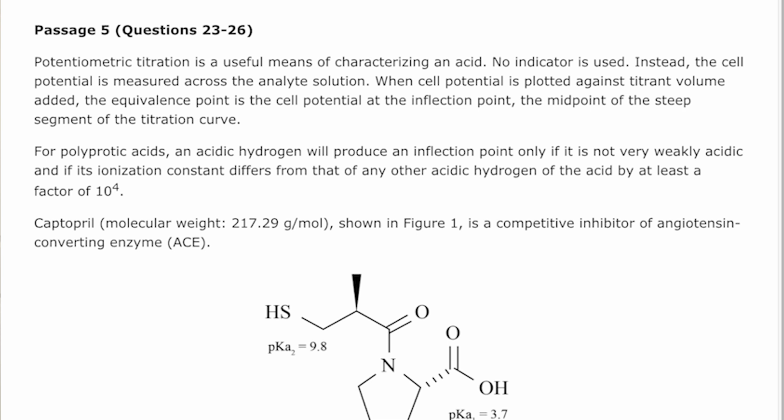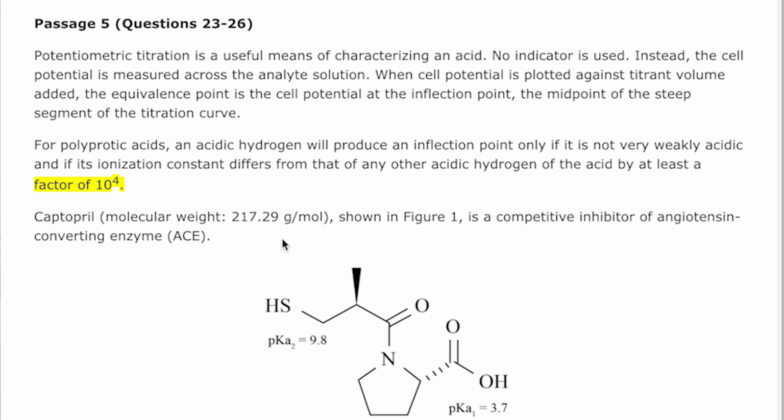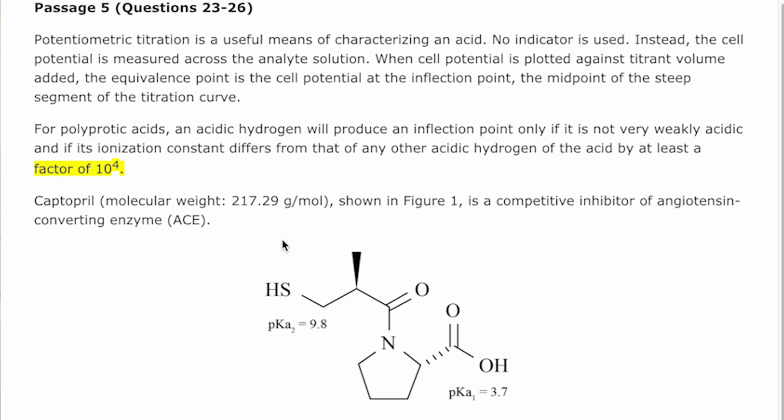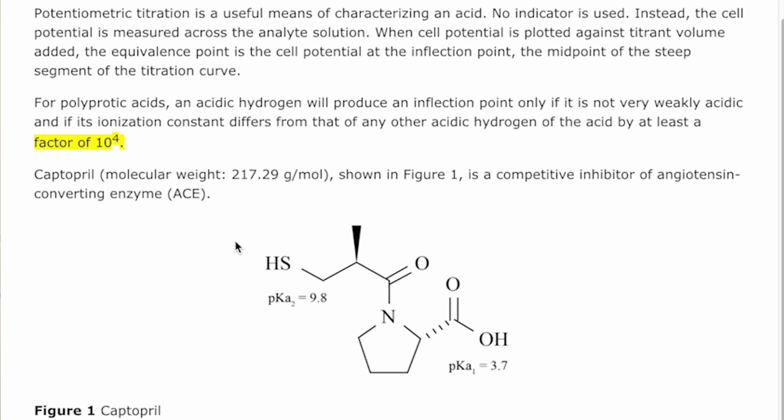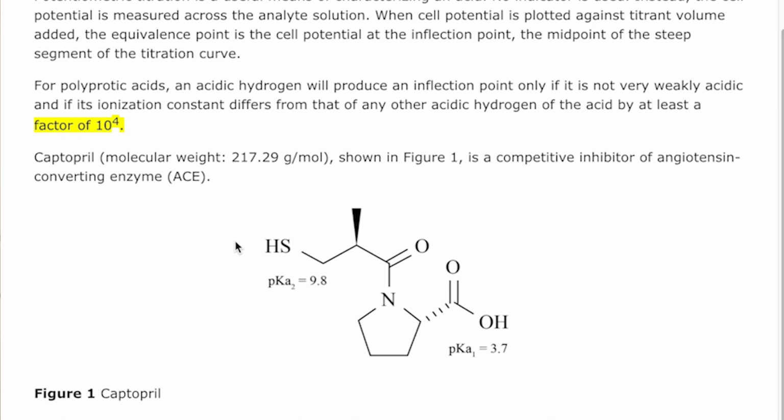So after this, we go into probably something that's a little bit more familiar landscape for you, Captopril. So it's molecular weight, they give it to us, and that's shown in figure 1 is a competitive inhibitor of angiotensin converting enzyme. So you have the Captopril molecule, which is going to be an ACE inhibitor, which is going to be useful for dealing with blood pressure stuff. But as I look at this, we have this sulfhydryl group, this SH group, we have a carboxylic acid, we got this weird ring with a nitrogen.